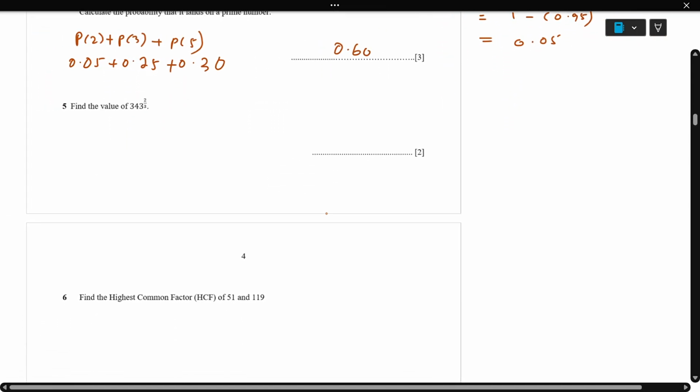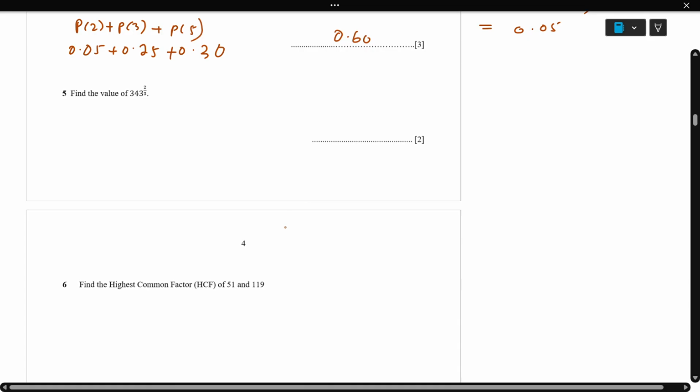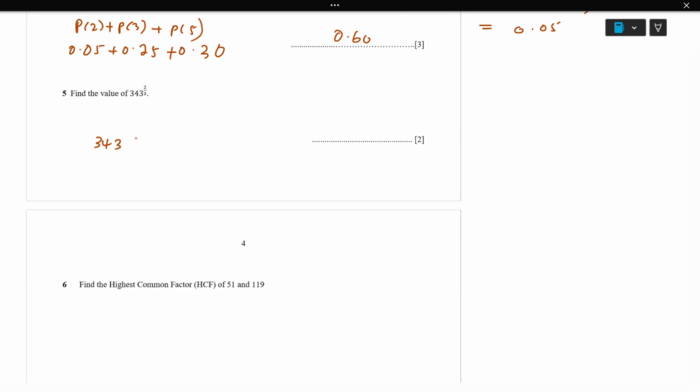Next, find the value of 343 power 2/3. So I can write 1/3 times 2. What is power 1/3? Square root of x we can write as x power 1/2, cube root of x we can write as x power 1/3. So x power 1/3 is a cube root. So cube root of 343, whole square, because there is a 2 here.